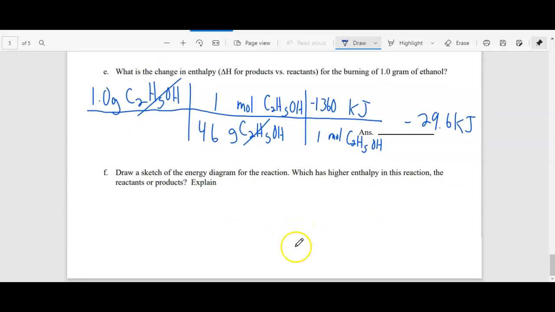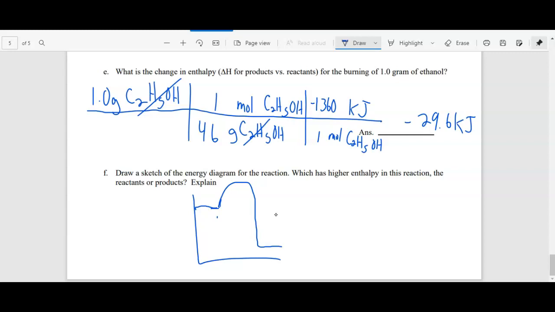Letter F says, draw a sketch of the energy diagram for the reaction. Which has the higher enthalpy in this reaction, the reactants or the products? Explain. When we start our graph, are we going to start low and finish high, or start high and finish low, since this one's exothermic? We're going to start high, and then we're going to finish low. So we're going to have our curve. We're going to finish low like that.